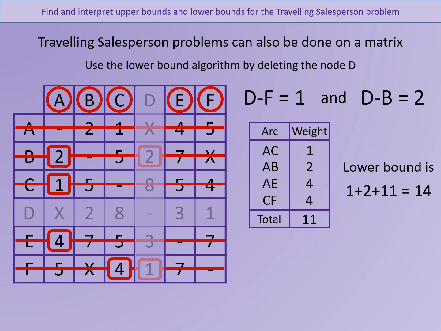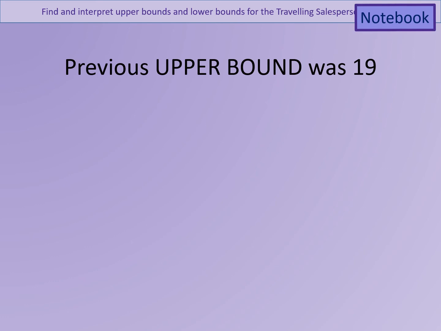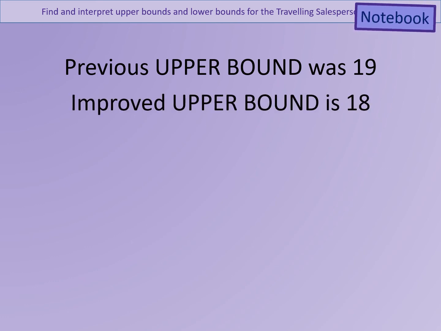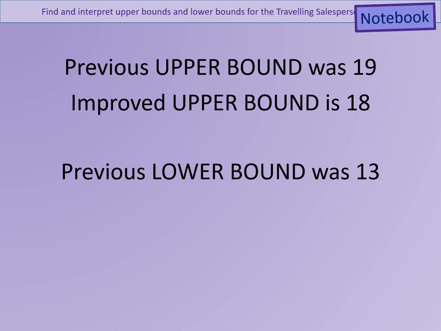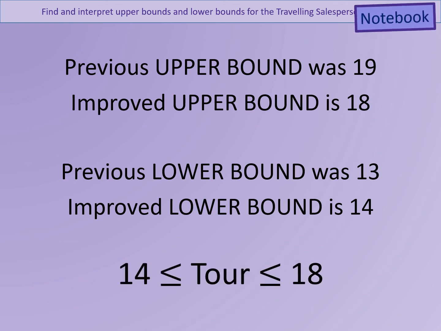So this is an improvement on the previous lower bound. The previous lower bound we had was 13, so the higher the lower bound the better. So the previous upper bound was 19, but we managed to improve upon that with 18. The previous lower bound was 13, and we managed to improve upon that with 14. So our new TOR can be narrowed to being greater than or equal to 14, but less than or equal to 18.